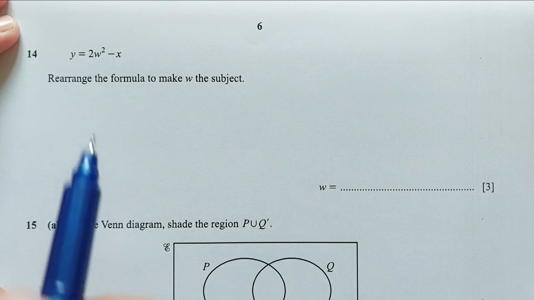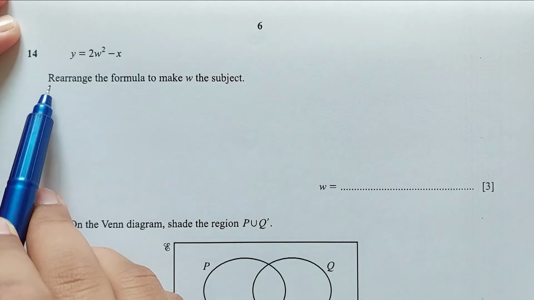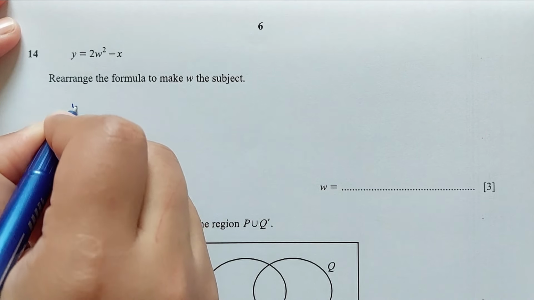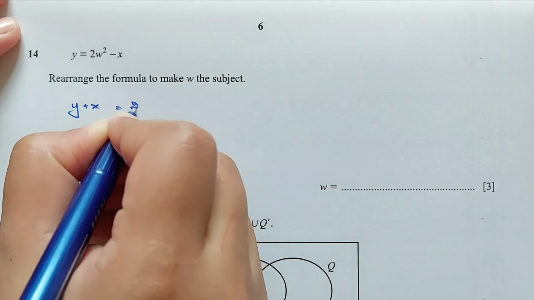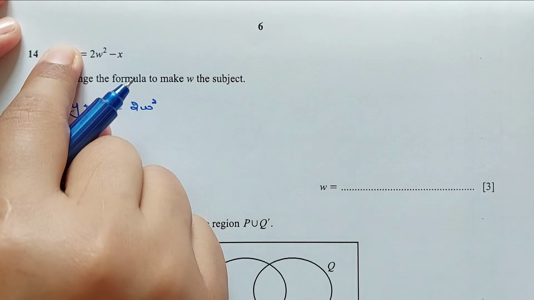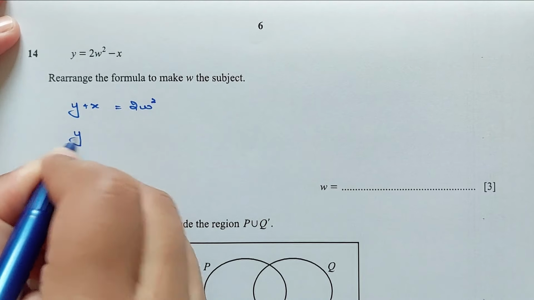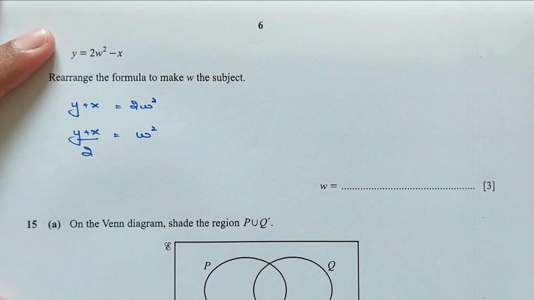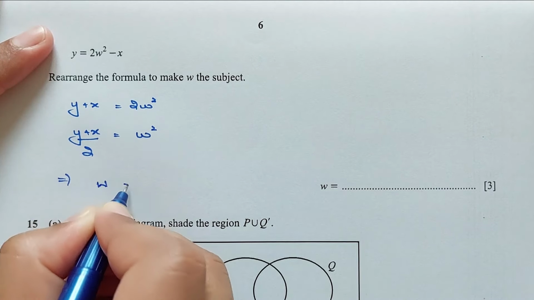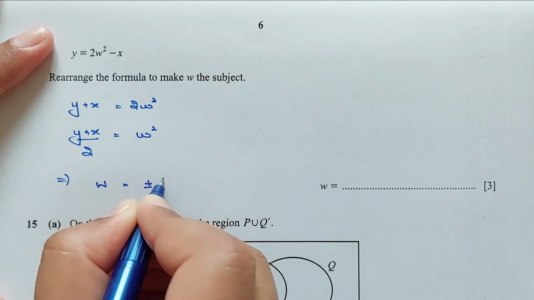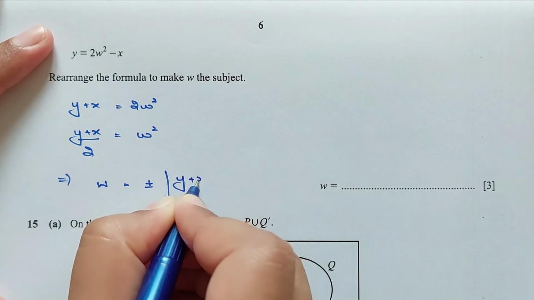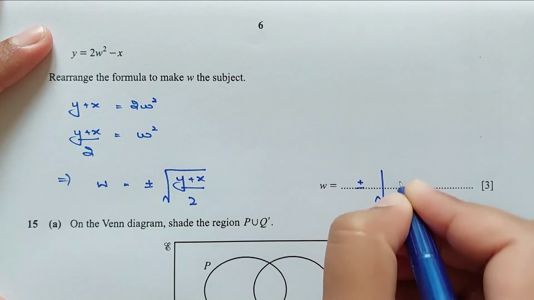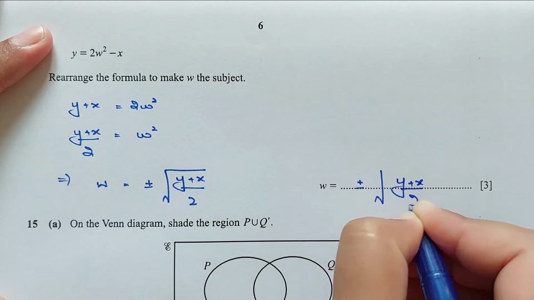Question number 14, we are given y equals 2w squared minus x. Rearrange the formula to make w the subject. So y plus x is equal to 2w squared. Just shift the x to the other side, it becomes positive x. So y plus x divided by 2 equals w squared, dividing by 2 on both sides. And to solve for w from here, we have to take the square root on both sides. So this is going to be plus minus the square root of y plus x divided by 2.